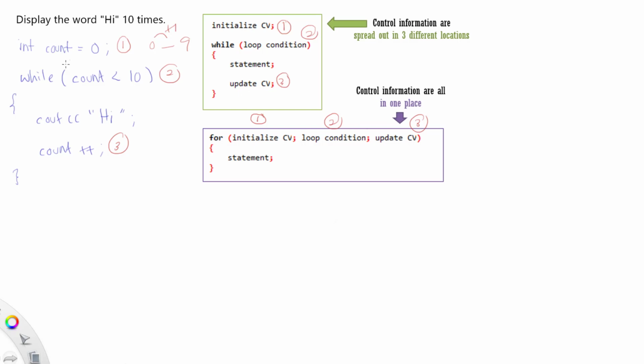All right, so let's take a look at how we can actually convert this from a while loop using a for loop. We're doing the same thing. We want to display the word hi 10 times.